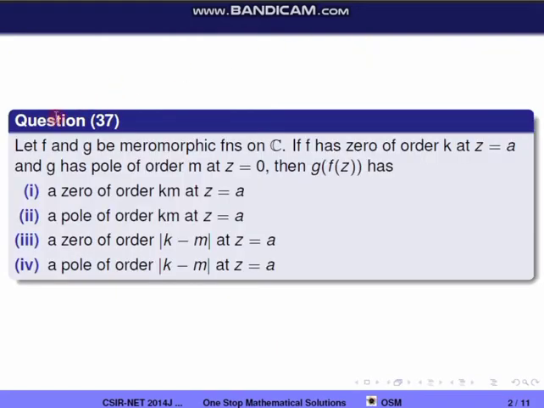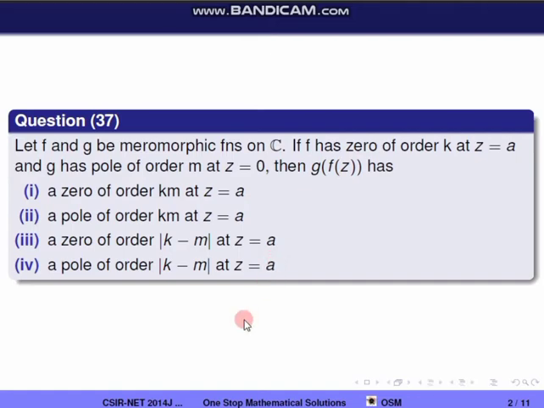First question, question 37. Let f and g be meromorphic functions on C. If f has 0 of order k at z equal to a and g has pole of order m at z equal to 0, then g of f of z has. So we have defined two functions here. We have to find whether the composite function g of f of z has 0 or pole.